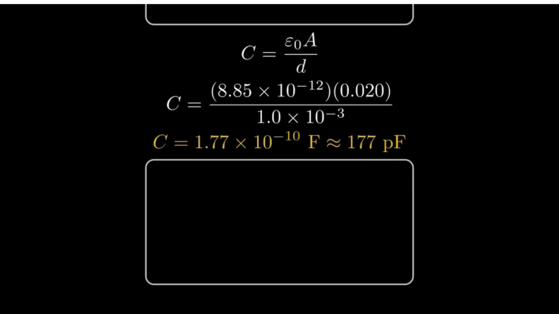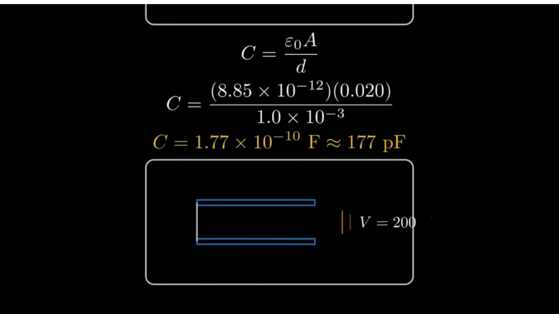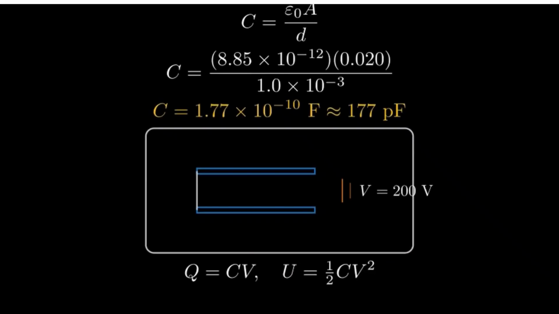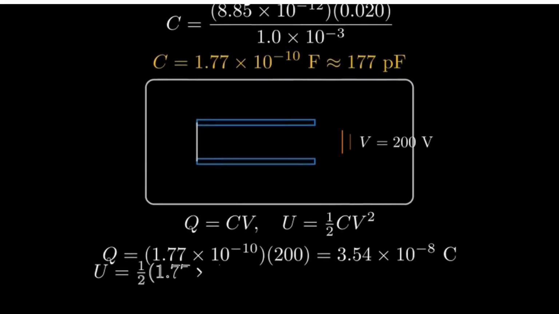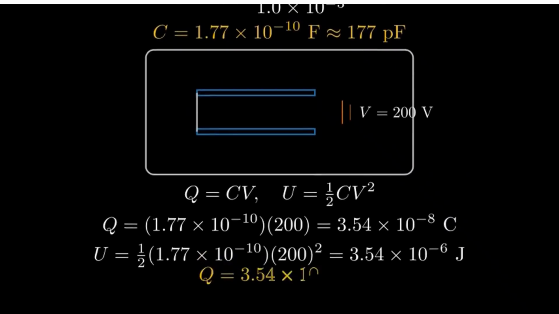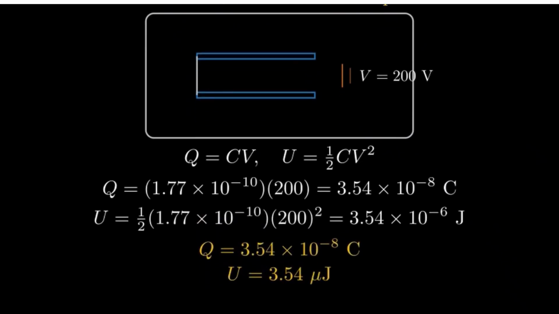Problem 9. The same capacitor is connected to a 200-volt source. Find the stored charge and energy. We indicate the plates with a battery symbolically. Use Q equals CV and energy U equals 1/2 CV squared. Compute numerically. We get Q equals 3.54 times 10 to the minus 8 Coulomb, and U equals 3.54 microjoule.